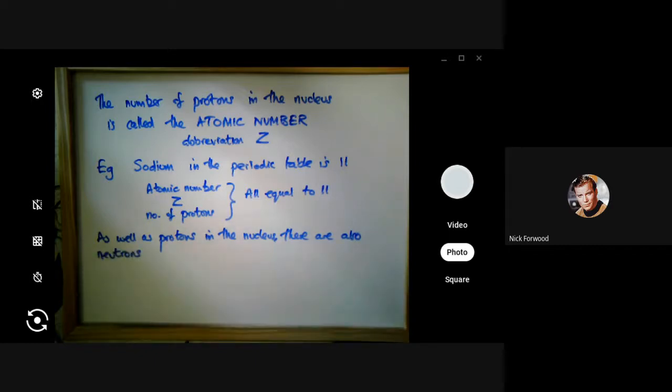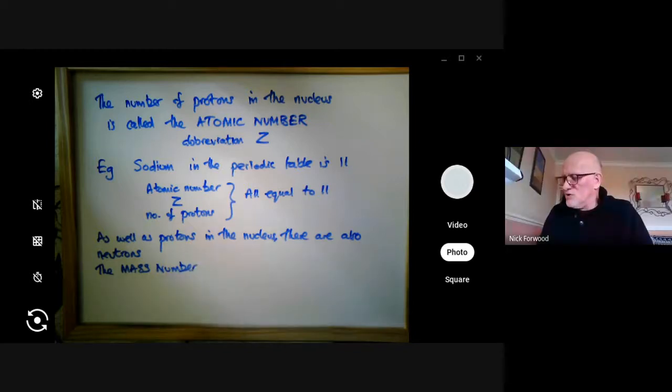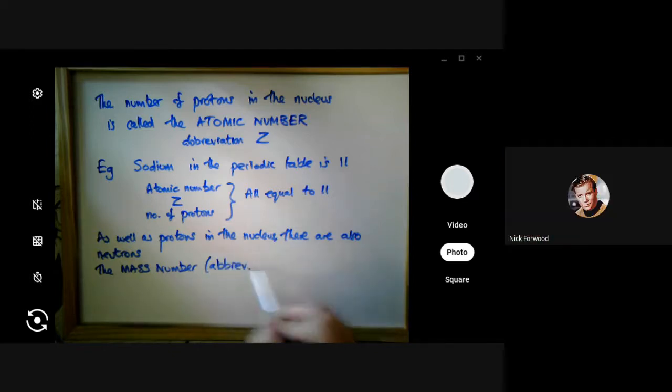Okay, now if we know that this atomic number is 11, we have another number that we need to look at called the mass number. And the mass number obscurely has an abbreviation, capital letter A. So this is a little bit confusing. You're just going to have to remember this. Atomic number has the abbreviation Z, but the mass number has the abbreviation A.